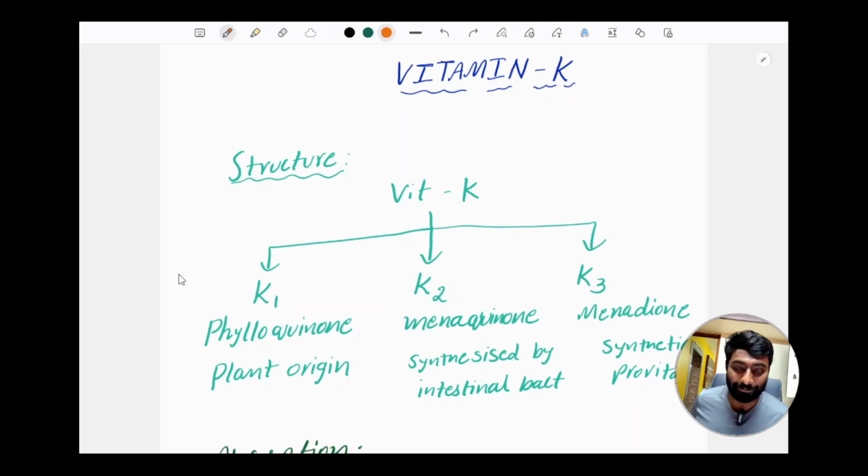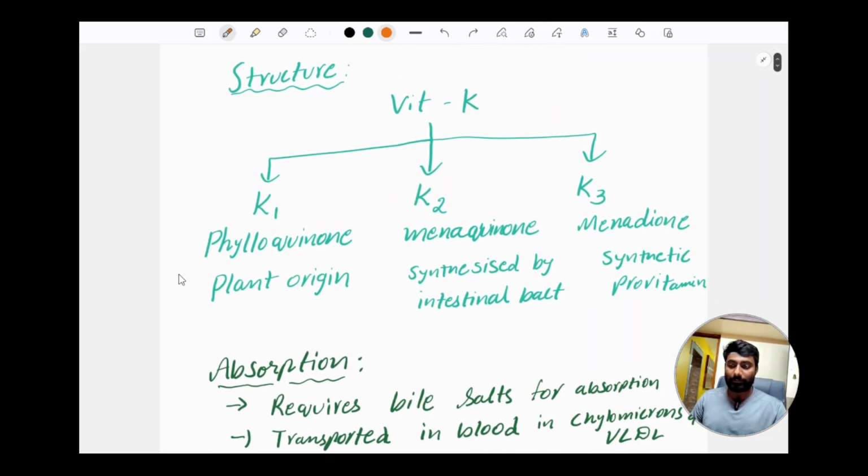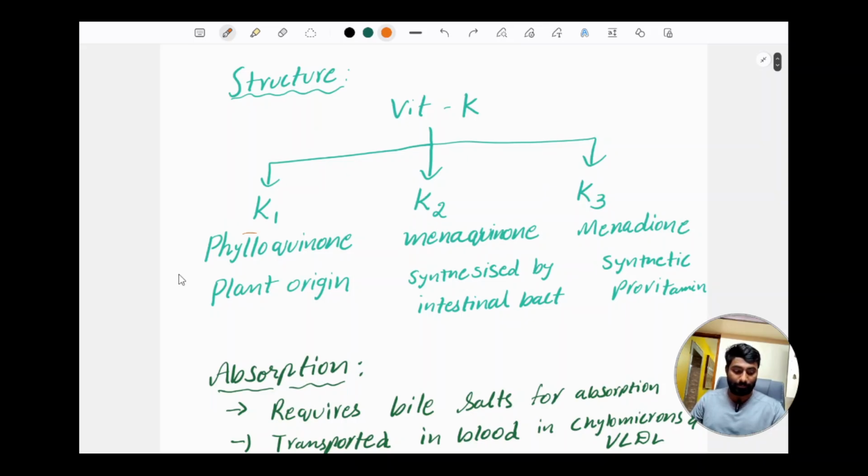Students, we are going to discuss vitamin K. Vitamin K exists in three forms: K1, K2 and K3. The first two are natural and the third one is synthetic. Among the first two, one is of plant origin and the other is synthesized by the intestinal bacteria.